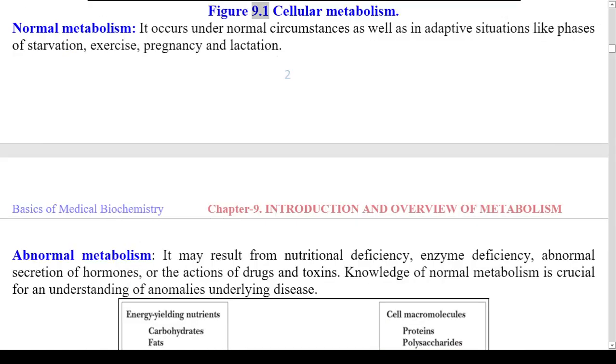Figure 9.1 Cellular metabolism. Normal metabolism. It occurs under normal circumstances as well as in adaptive situations like phases of starvation, exercise, pregnancy, and lactation. Abnormal metabolism. It may result from nutritional deficiency, enzyme deficiency, abnormal secretion of hormones, or the actions of drugs and toxins. Knowledge of normal metabolism is crucial for an understanding of anomalies underlying disease.